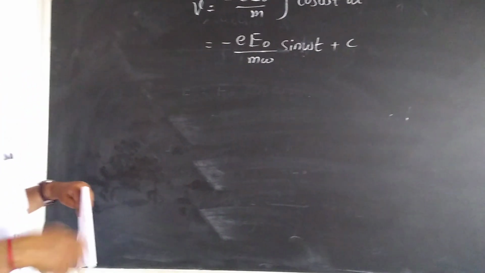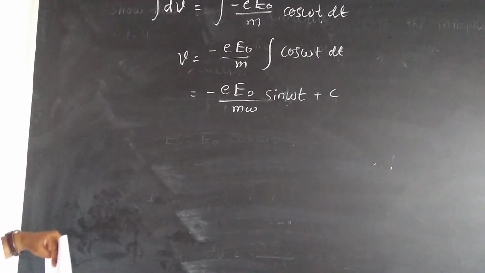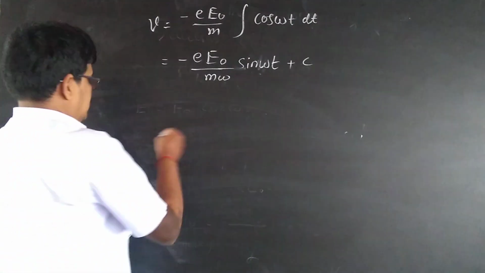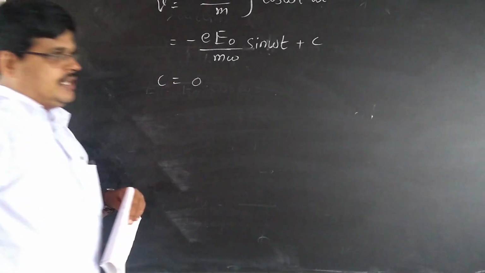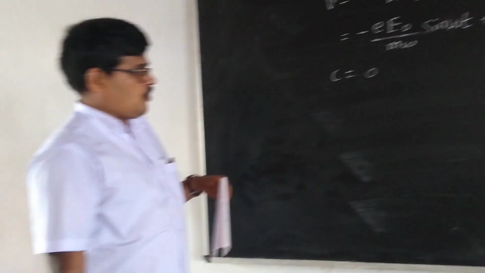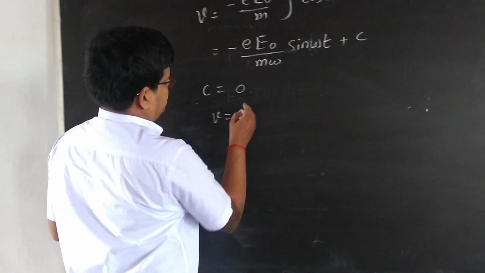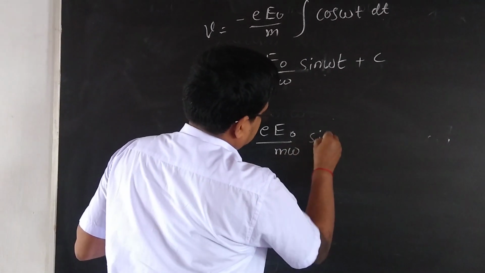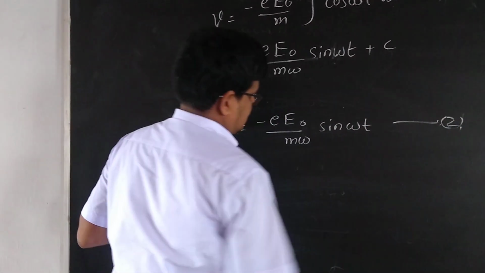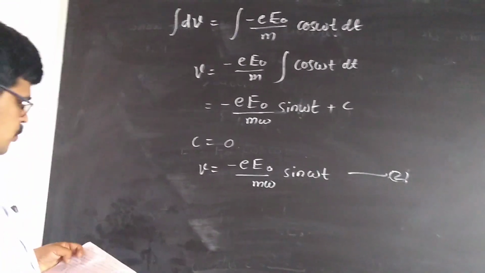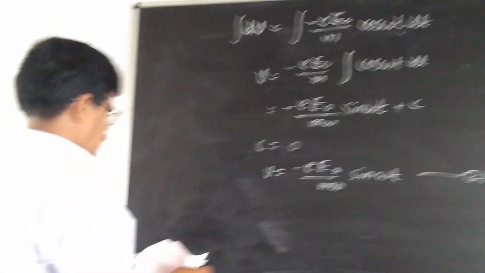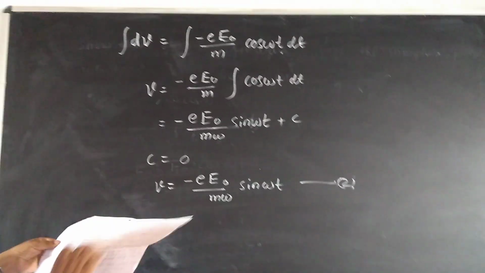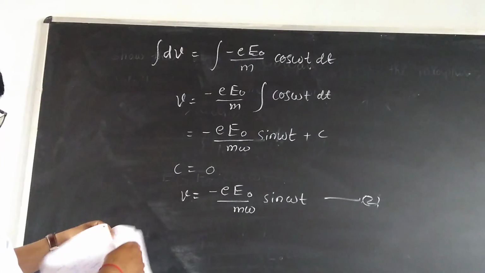Cos omega t, integrating, you will get sin omega t divided by omega, so that here the denominator becomes m omega, plus c. But here the constant c is taken to be 0. If you put the initial conditions, the constant c is going to be 0. Therefore, V is equal to minus E naught divided by m omega sin omega t. You can write it as equation 2.